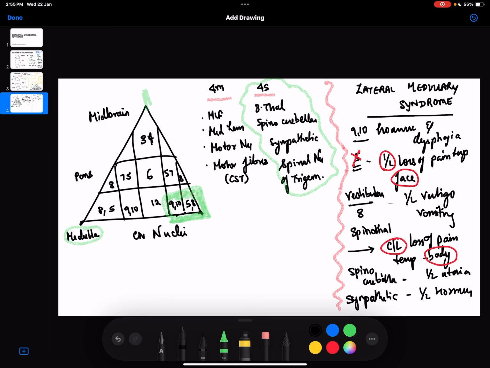So I have covered the basic approach to the arrangement of the fibers and the cranial nerve nuclei in the brainstem in a nutshell, and going forth we'll look at various other syndromes and how to solve any MCQs based on this. Thank you.